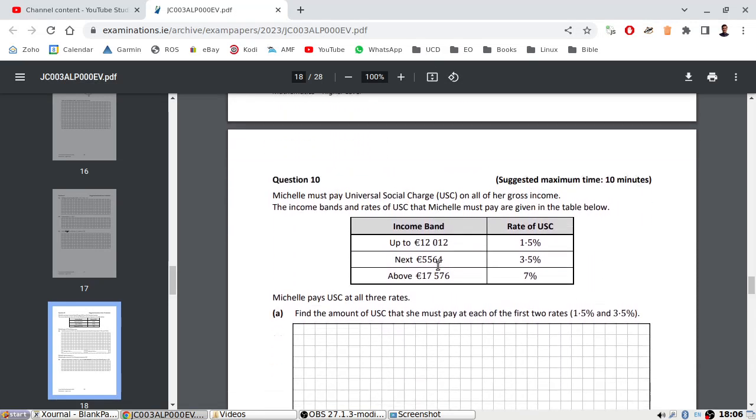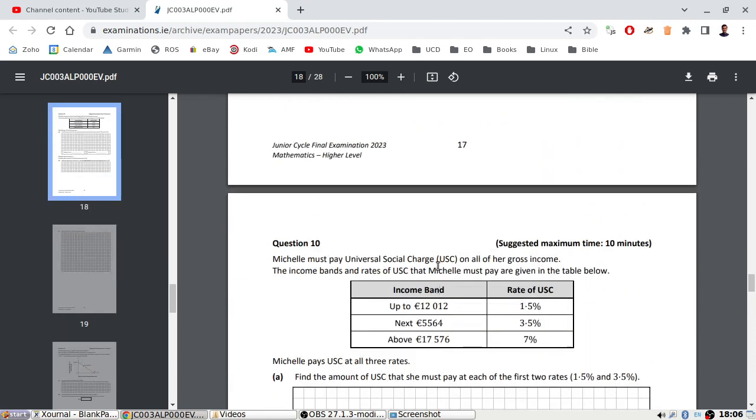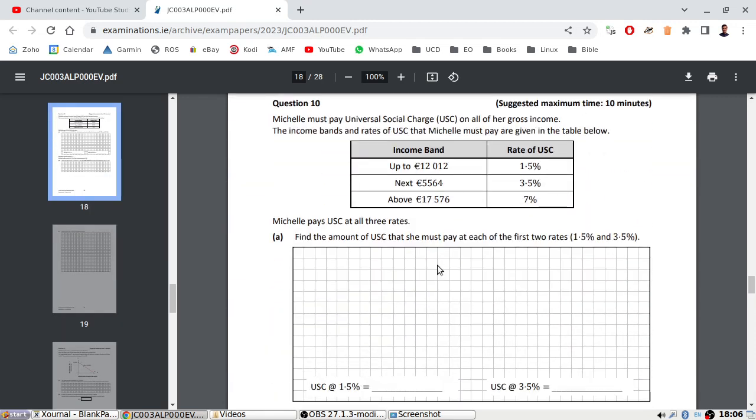What have we got now? A tax question, is it? Okay. Michelle, okay, USC. So how much does she have to pay in the first two bands?